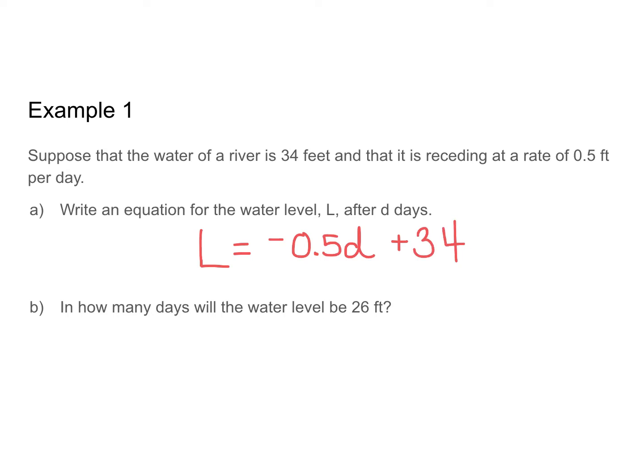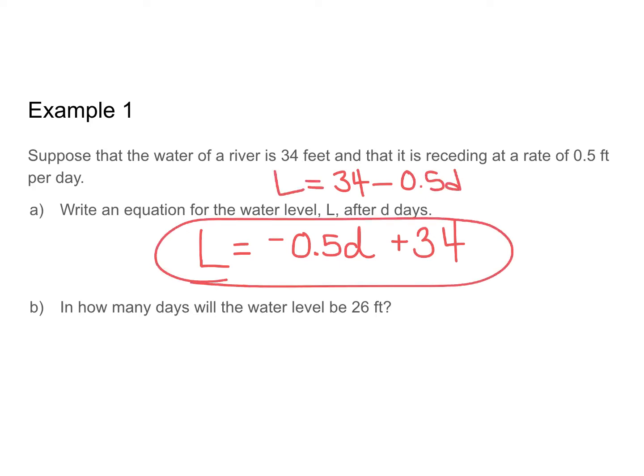So negative 0.5 feet per day, but it started at 34 feet. Some kids think it makes a little more sense to write it begins at 34 and it's dropping 0.5 per day. So either of those is acceptable. This way just matches slope-intercept form. And how many days will the water level be 26 feet? So how do you get this? You simply substitute 26 right here, and you're going to solve your equation using your Algebra 1 skills.